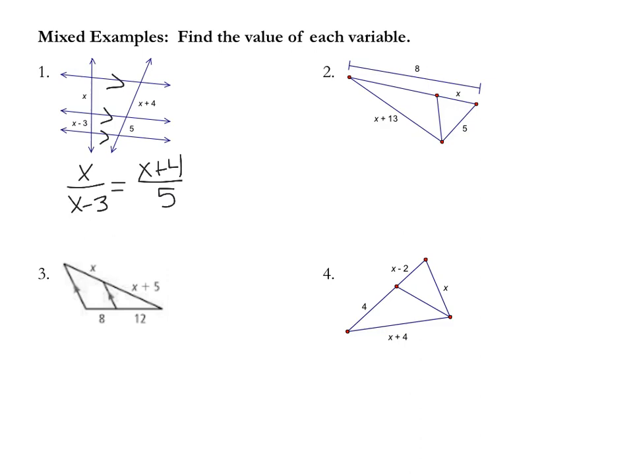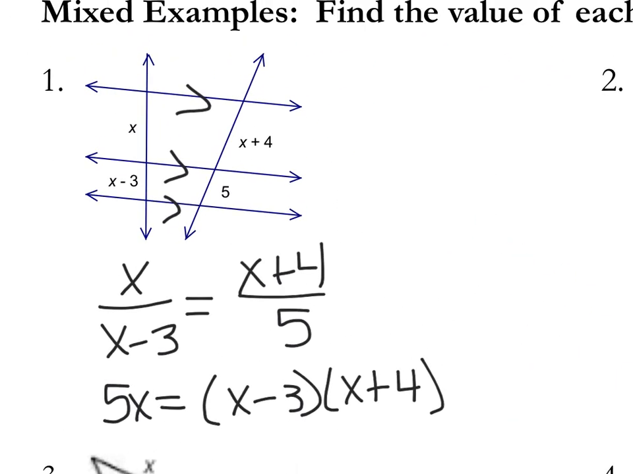So now to solve that, if I cross multiply, I get 5x is equal to x minus 3 times x plus 4. These are going to require you to do a little bit more algebra here. So I'm going to zoom in so I have a little bit more space. So first off, this one we're going to have to double distribute here. We're going to distribute both of those on that side.